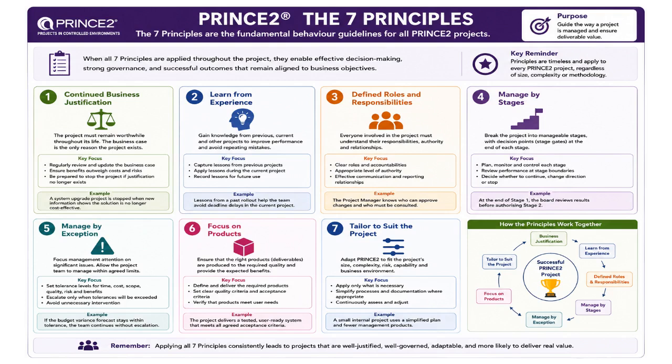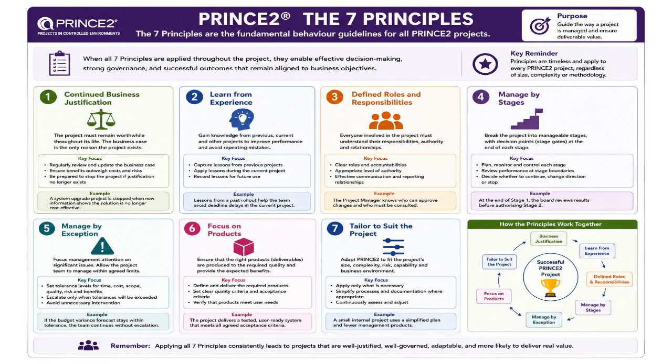The seventh and final principle is tailored to suit the project. PRINCE2 is not intended to be rigid or bureaucratic. Instead, it should always be adapted proportionately to the project's size, complexity, risk profile, organizational maturity, and delivery environment. Tailoring ensures that governance remains effective without creating unnecessary overhead or documentation.